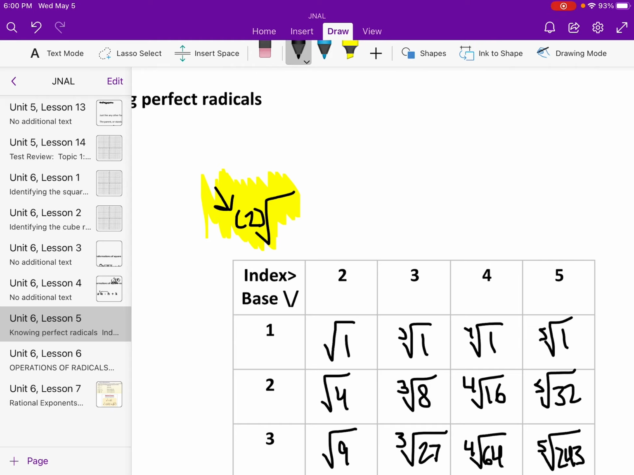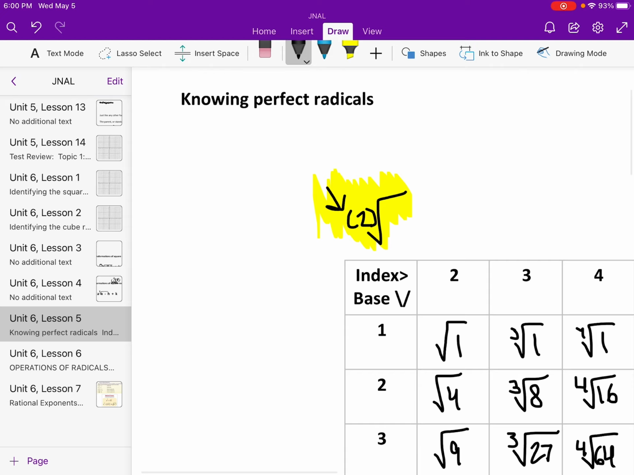Hi there, this is Jacob Nash Algebra Lessons, and this is Unit 6, Lesson 5, on basically just knowing perfect radicals.